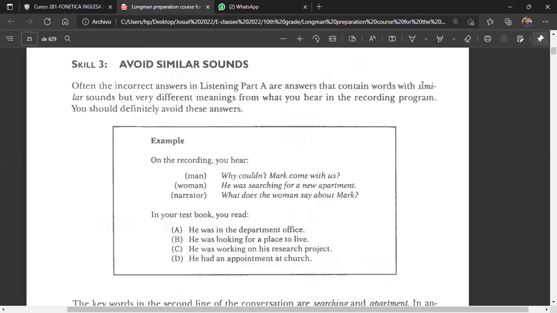It says right over here, it's had similar sounds, but very different meanings. Minimal pairs, right? But what is happening right over here? You have to understand the context and phrases.